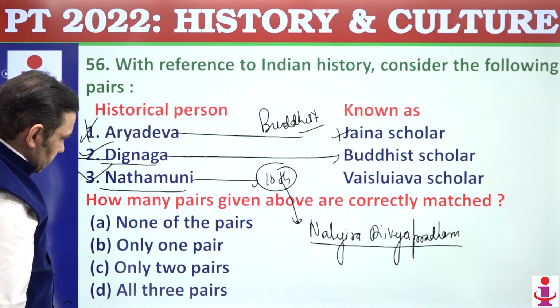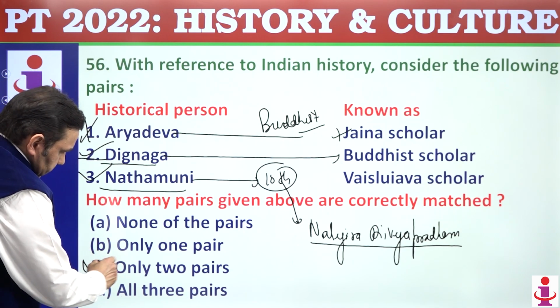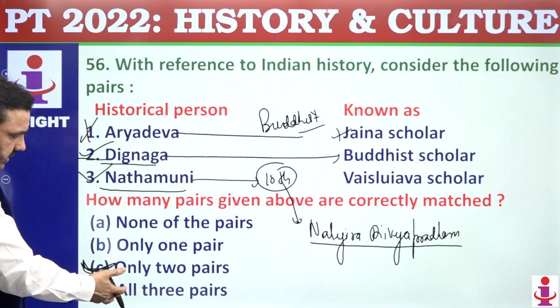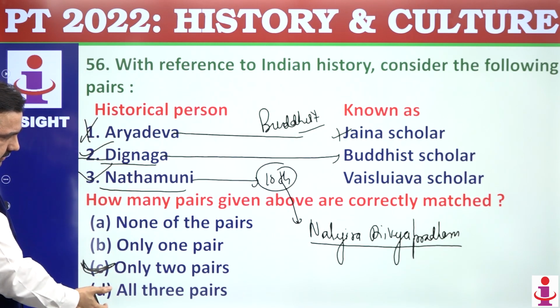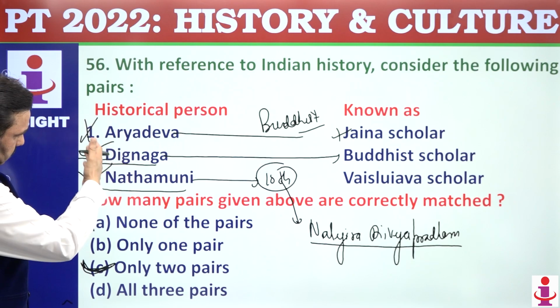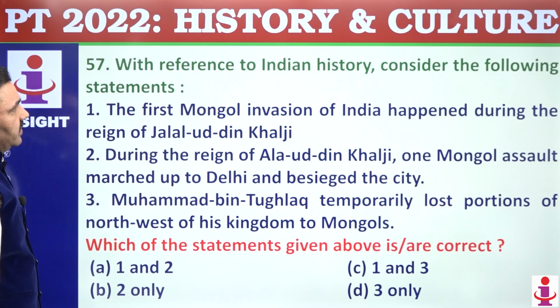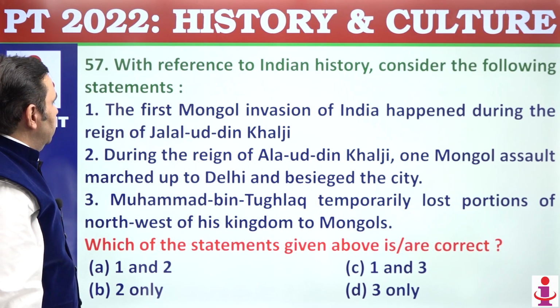So 2 pairs. This is a new format UPSC has started this year. This kind of format was not there earlier. So how many pairs are correctly matched? Only 2 pairs are correctly matched, 2 and 3. That is C. 57. With reference to Indian history, consider the following statements.